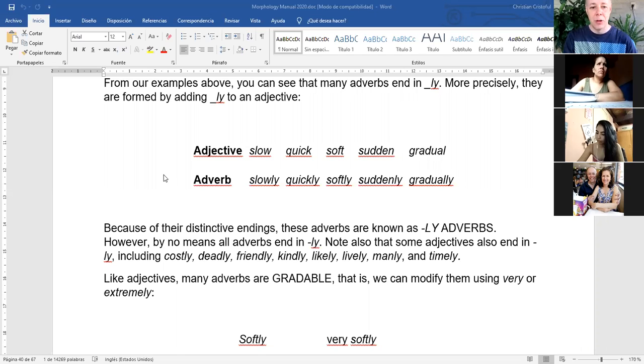Okay, for example, look at these words from the manual. Costly, deadly, friendly, kindly. Friendly, for example. Friendly is an adjective, it's not an adverb.